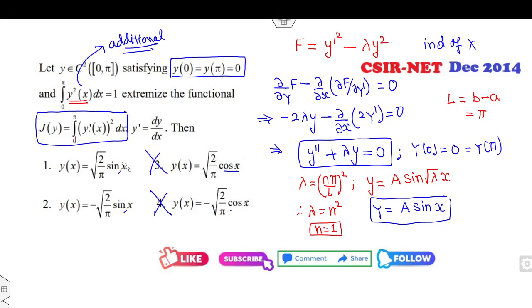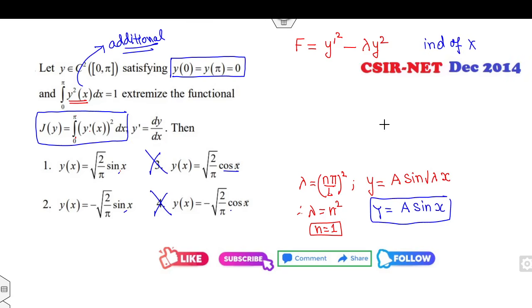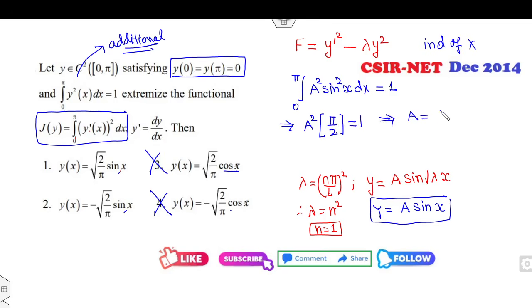Then the only target is what is the value of a. How can you find the value of a? Again very simple. What is the given condition? The integration of y square, that means a square sine square x dx, is 1. I can solve this using the orthogonal property. What is the orthogonal property of sine square x? That is pi over 2, which is 1. What is the value of a? a is plus minus 2 over root pi. So the answer is A and B both are right.